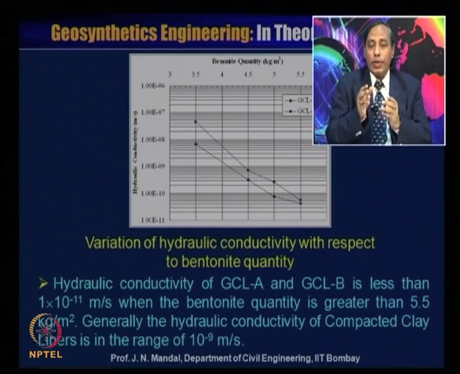And also at the same time we should know what quantity of the bentonite is required. So, it has been observed that if this bentonite quantity is greater than 5.5 kg per meter square, you will obtain the better hydraulic conductivity of the geosynthetic clay liner.